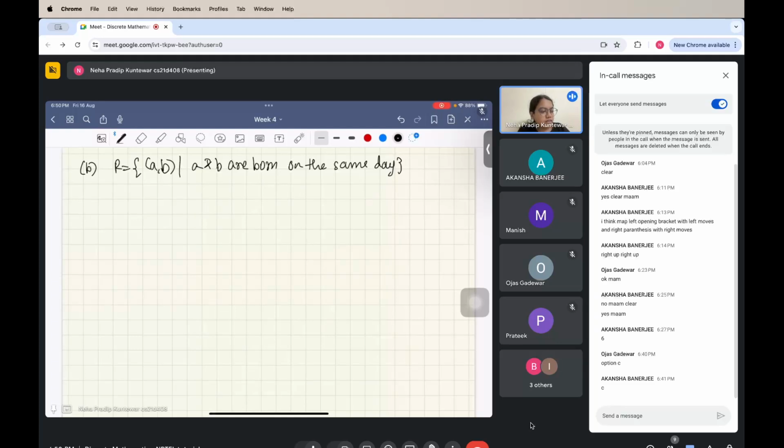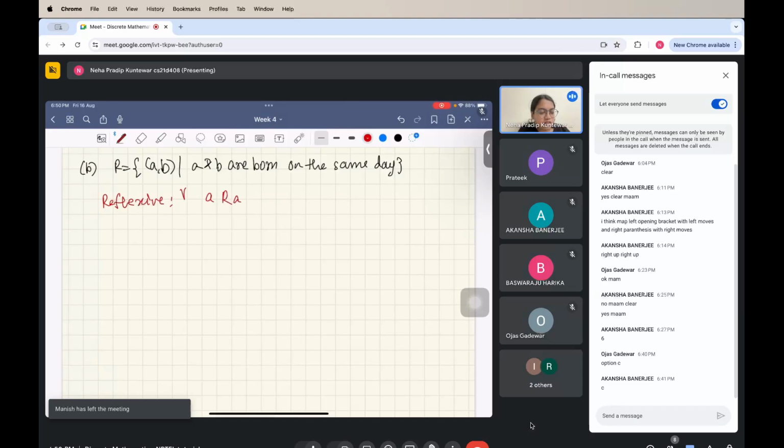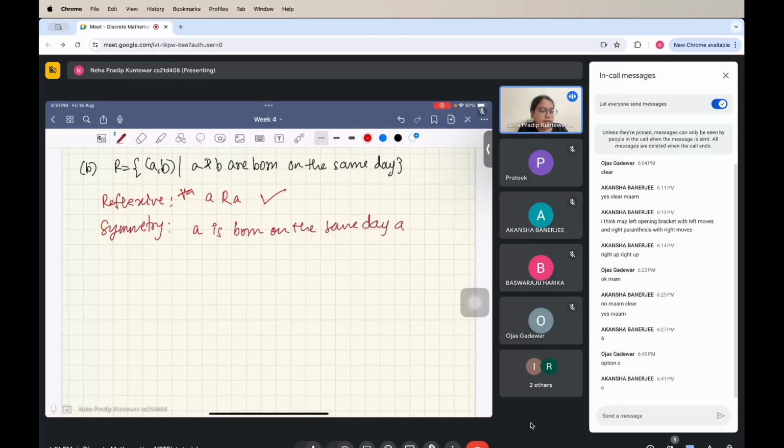Okay, so let's ask if this is reflexive. Clearly A and A are born on the same day because they are the same person. So A is related to A for all A. So this is a reflexive relation. Let's ask symmetry. If A is born on the same day as B, then clearly B is born on the same day as A.